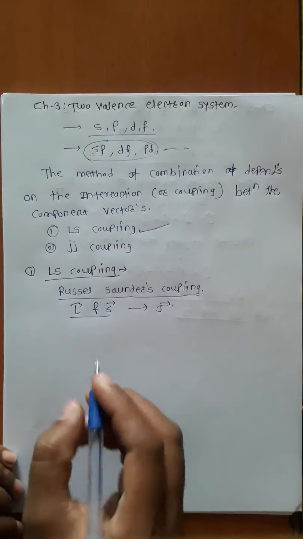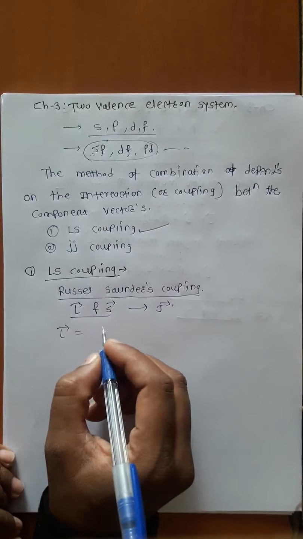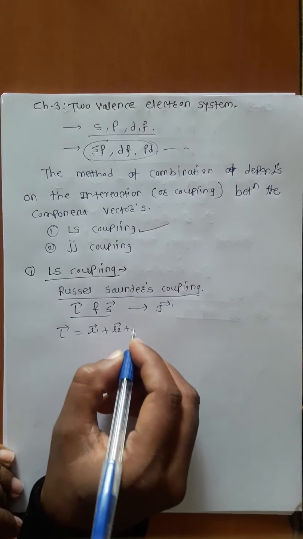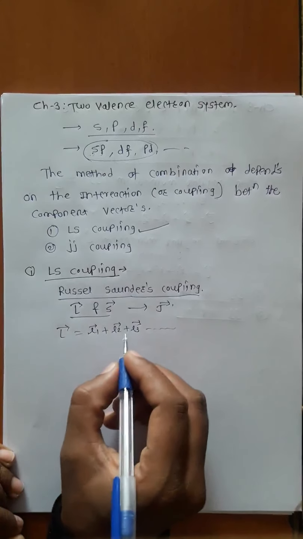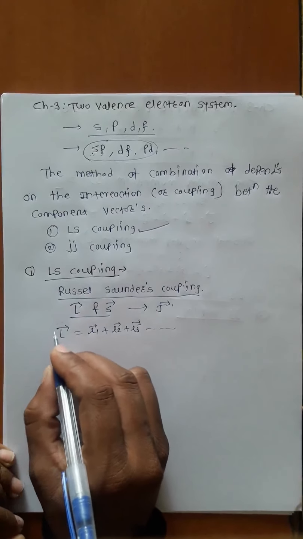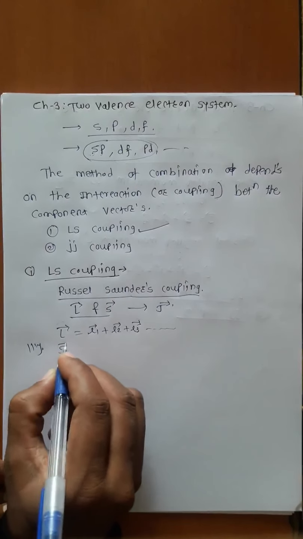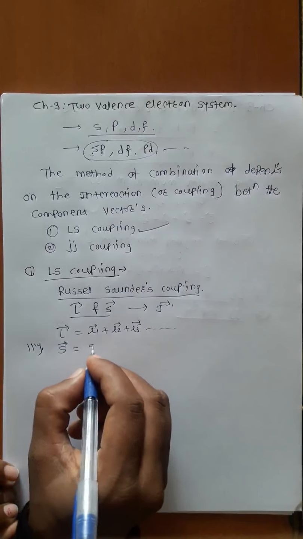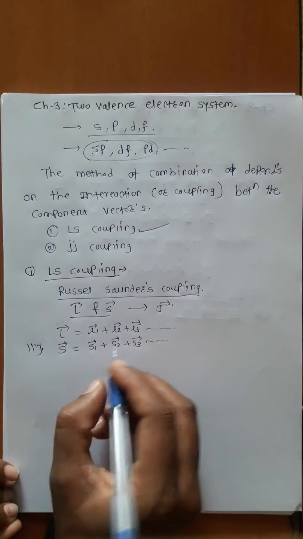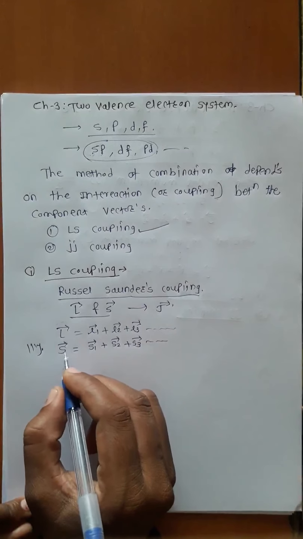This L bar vector is a combination of many vectors, L1 plus L2 plus L3 and so on. The resultant of L1 plus L2 plus L3 gives the value of the orbital angular momentum. Similarly, the spin angular momentum is a combination of S1 bar plus S2 bar plus S3 bar, and the resultant gives the spin angular momentum S bar.